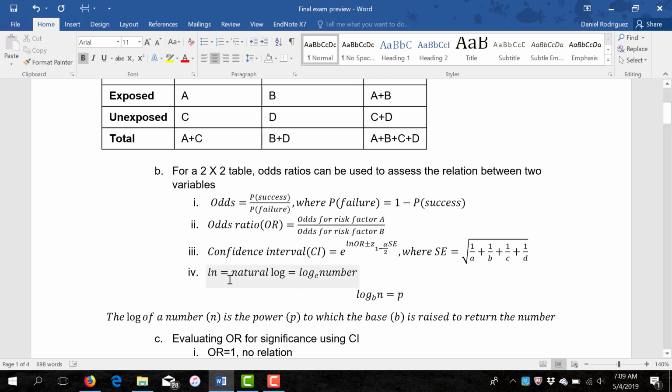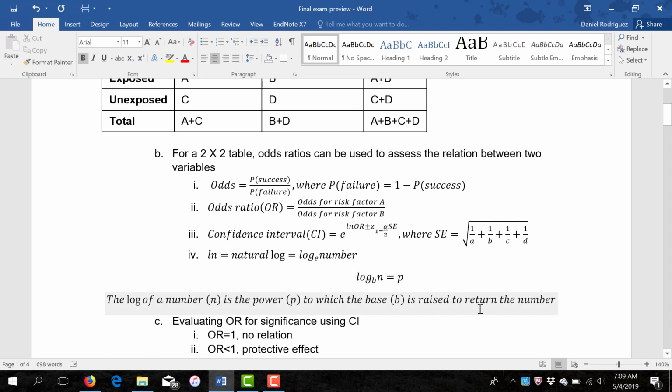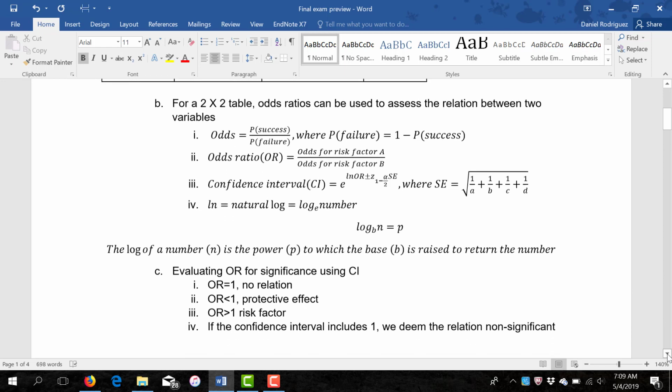And again, ln stands for natural log, so that's a log of the number, but that has a base of e. And just in case you don't know, that's what a log of a number is. It's the power to which the base is raised to return that number. And in this case, the base is e. So just some interesting stuff for you here.